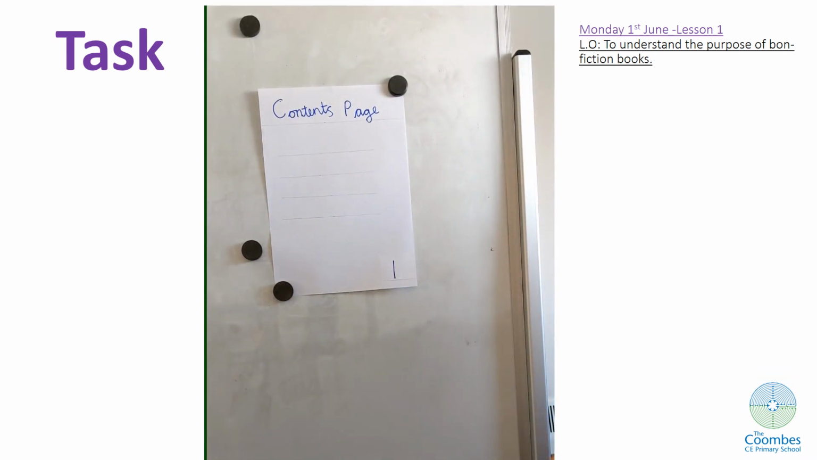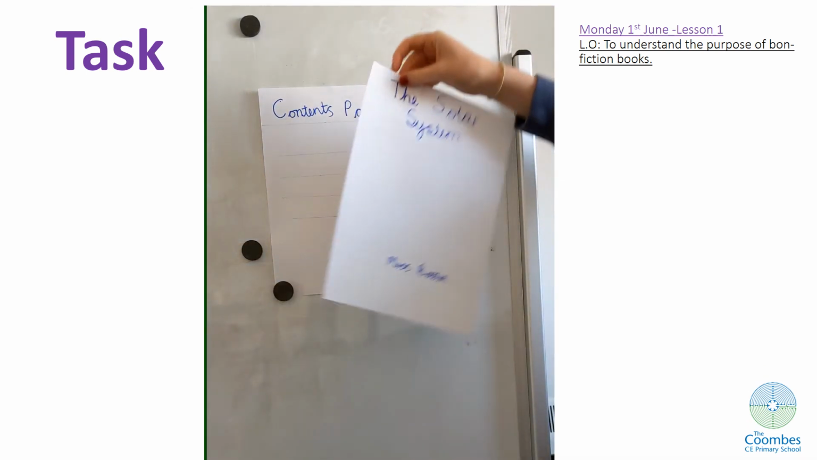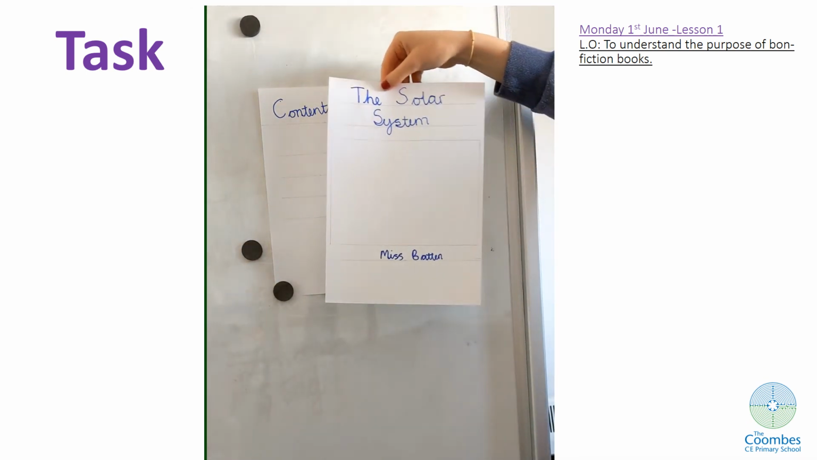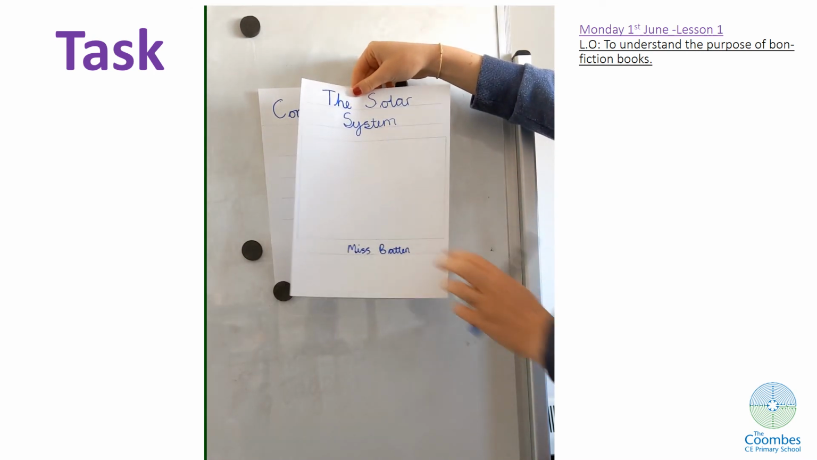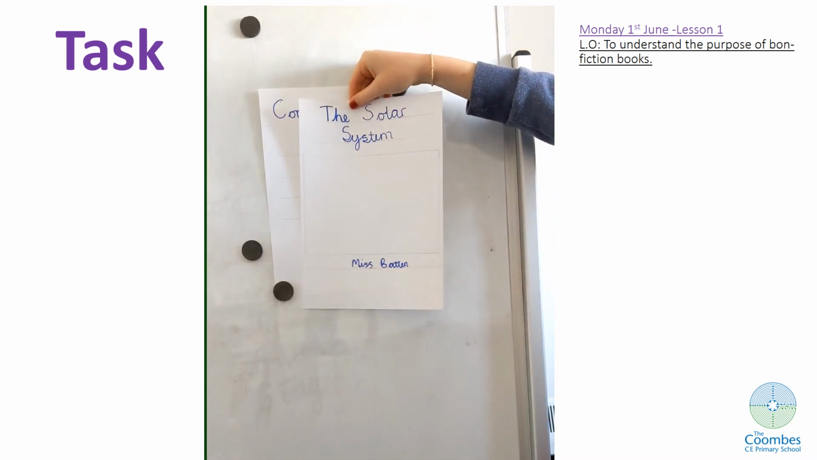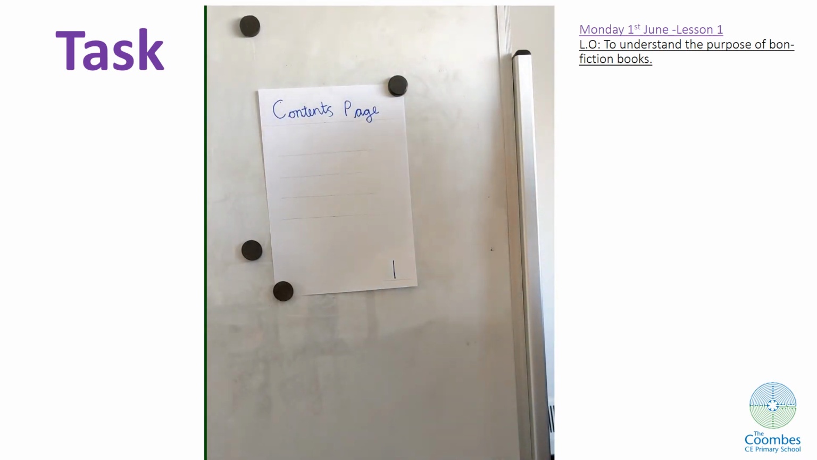Okay, so today you can start your own non-fiction book. So you will need to make your front cover with the title of your book, draw a picture in the box, and then write your name at the bottom so we know that you are the author and the illustrator, and then start your contents page by writing the title and writing the page number at the bottom.